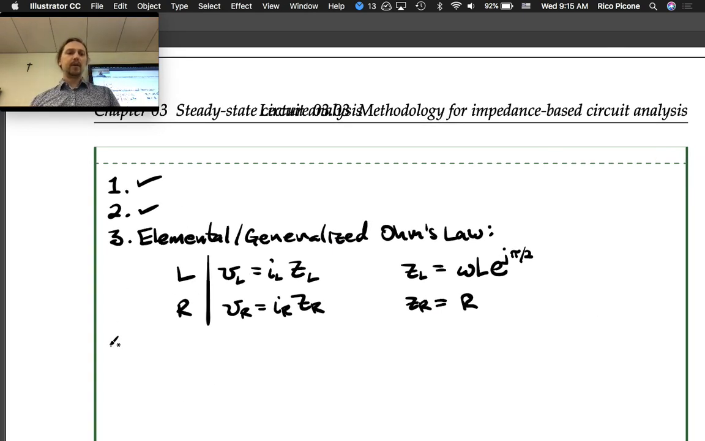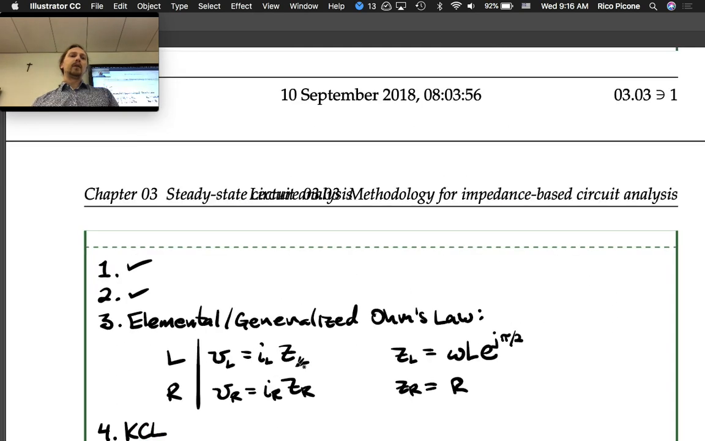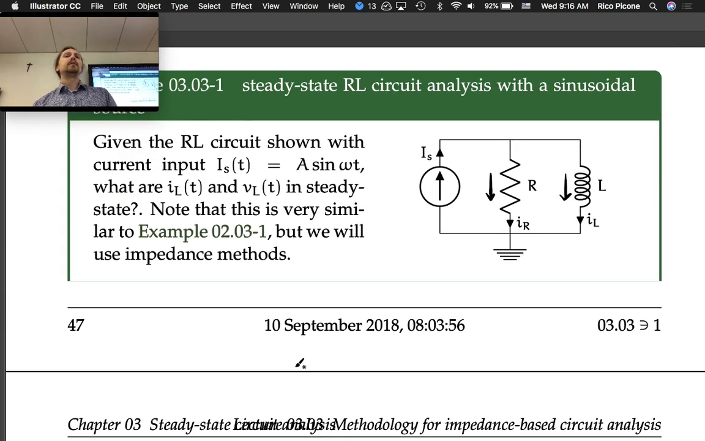Okay, step 4, we need to write KCL, KVL equations. So KCL for nodes that are not connected to a voltage source. Remember, this is the one where we had redundant equations, right? So we have a node up here, we have a node down here, and they have the same equation. So we only really need to write one of them.